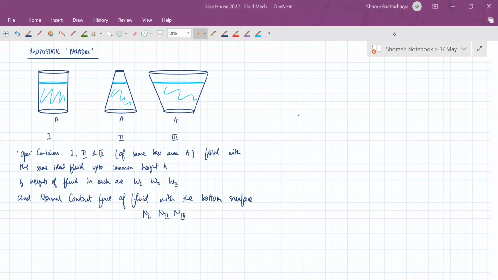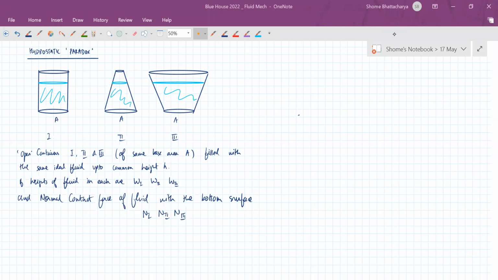Zoom recording, yeah. So, understood the problem now. We have three containers which have the same base area, open containers, but they are shaped in this way. One is a cylinder, the other two are conical vessels. One is tapering and one is broadening as you go up. Same base area, and they are filled with the same ideal fluid up to the same height.